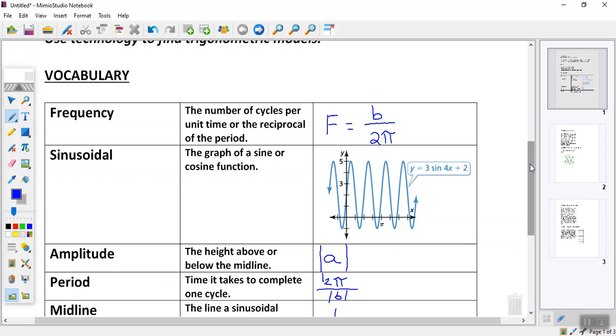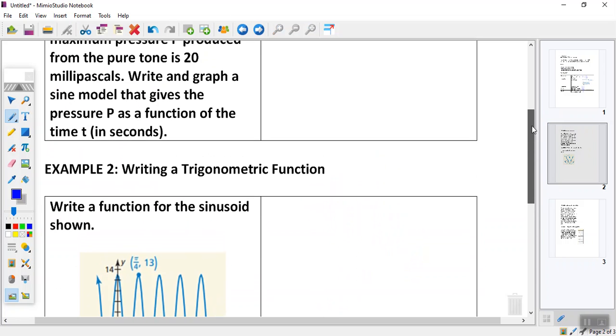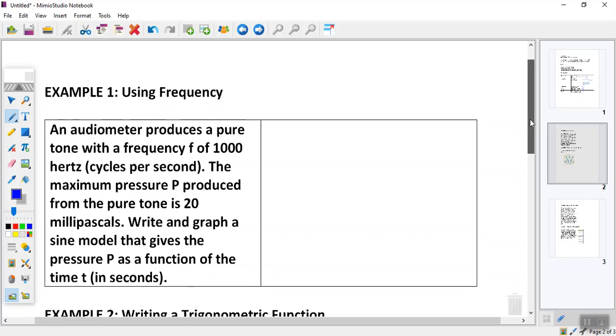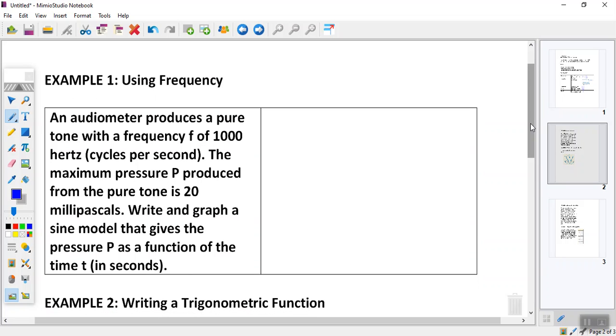Okay, let's get talking here. Let's see what we can figure out here. Okay? We're right into our first one. Guys, anytime we have to model a function, if you can, here's the deal. We have trig functions written as either y equals a times sine or cosine.